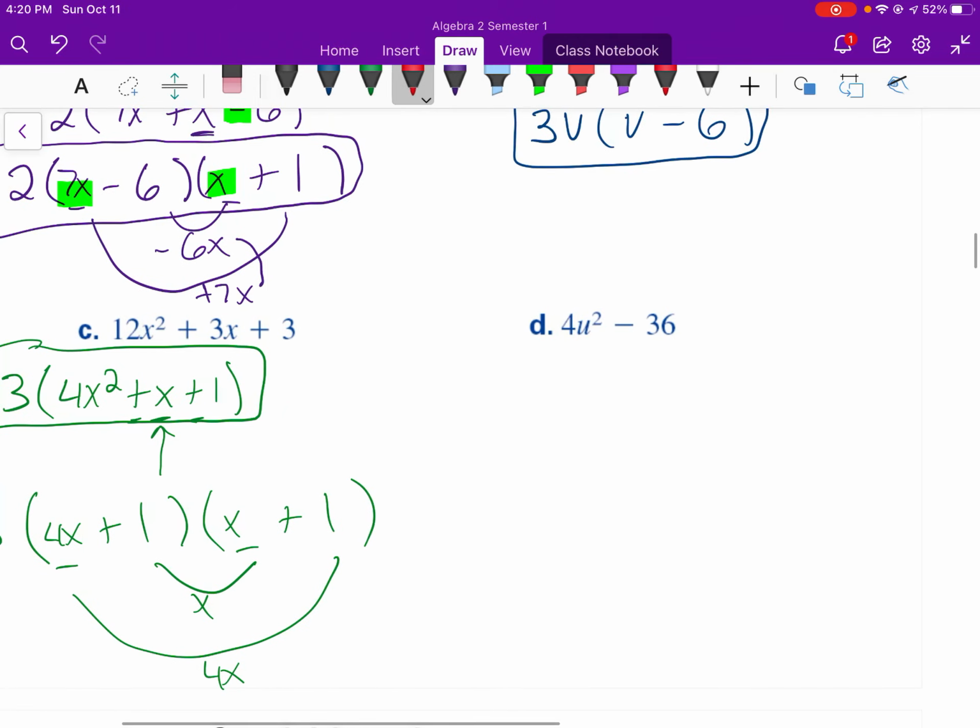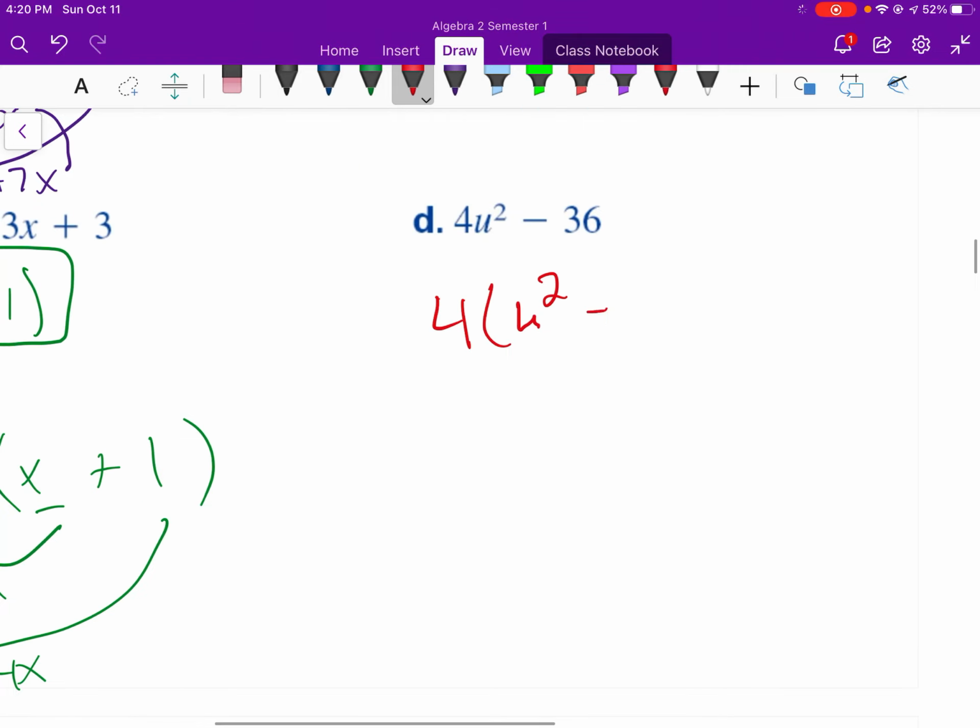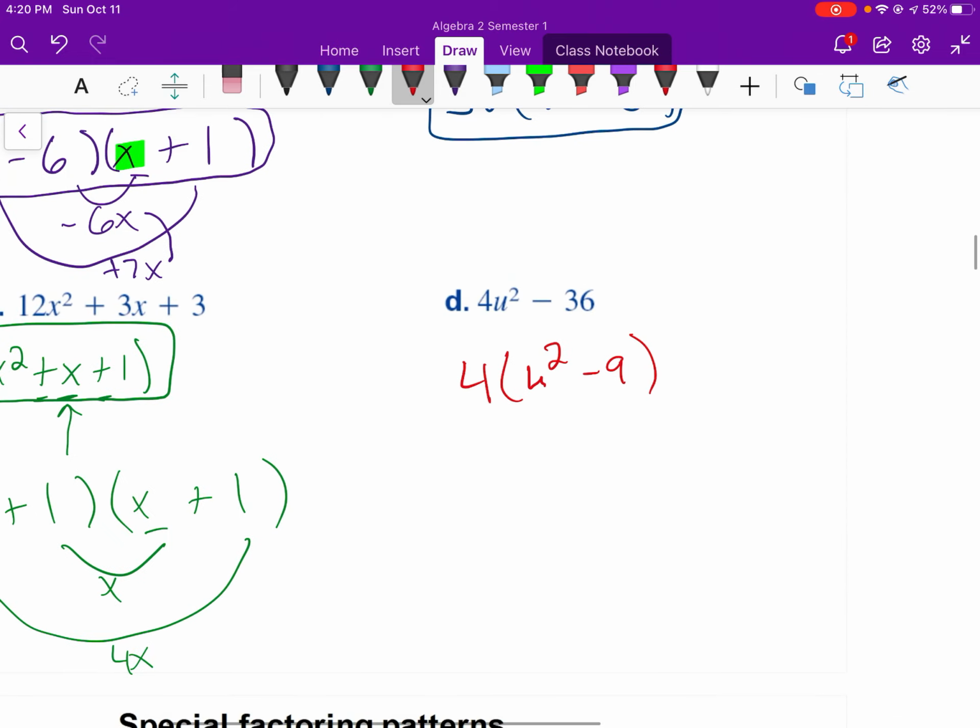Okay, so the next one, greatest common factor again. I see that 4 is. Okay, so 4 times u squared minus 9. Okay, so now that middle term is missing. So let's just try something here. If I'm going to break it up into two binomials here, it's going to have to be u times u, because when I multiply that, that's going to give me the u squared.